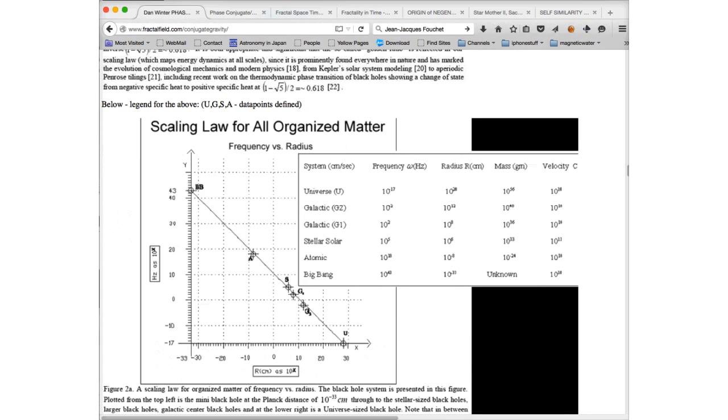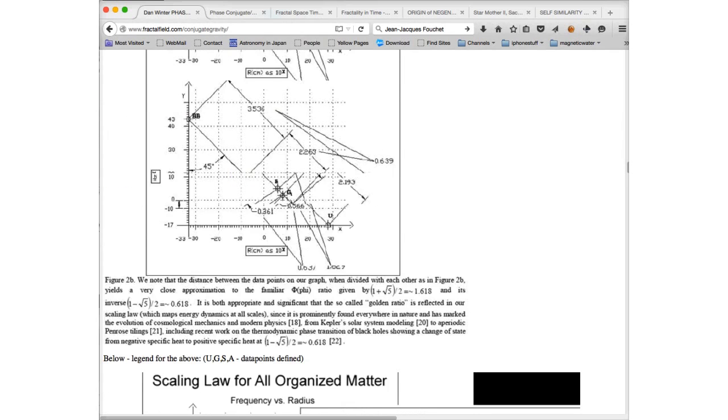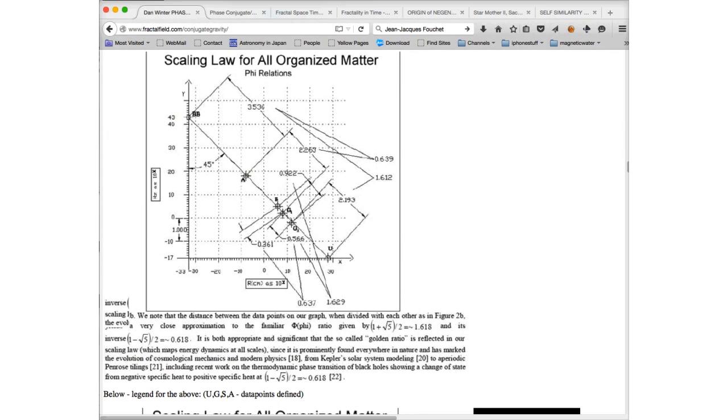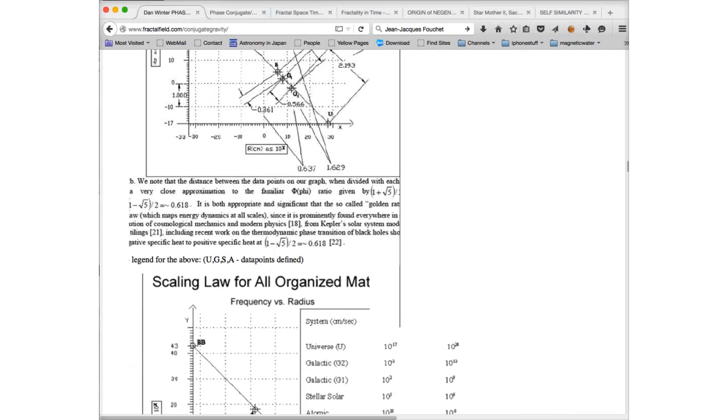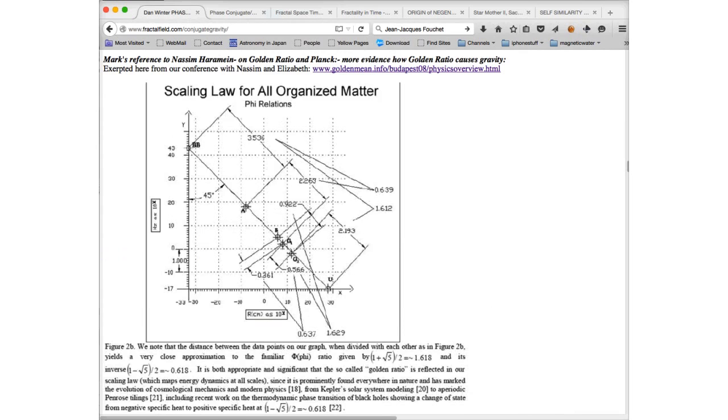Okay, now if you take that line and take those dots on that line, what you find between them, and remember the proton, the atom is on that line here, you get here these numbers. 1.612, golden ratio, 0.639, 1.62. You get golden ratio, golden ratio, golden ratio, and golden ratio. Which is called the scaling law for all organized matter, called phi, or golden ratio relations. This is Nassim's work. It was very good.